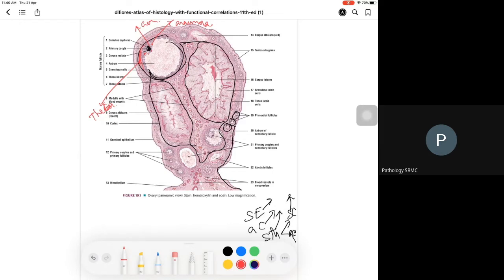And these follicles will rupture and release the oocyte into the peritoneum, and they will be picked up by the fallopian tube, and then they come to the uterus and get fertilized, and we are all here. After rupture, the follicle collapses, and when it is yellow in color, it is known as corpus luteum. With further degeneration, it becomes white in color, and then it is known as corpus albicans.